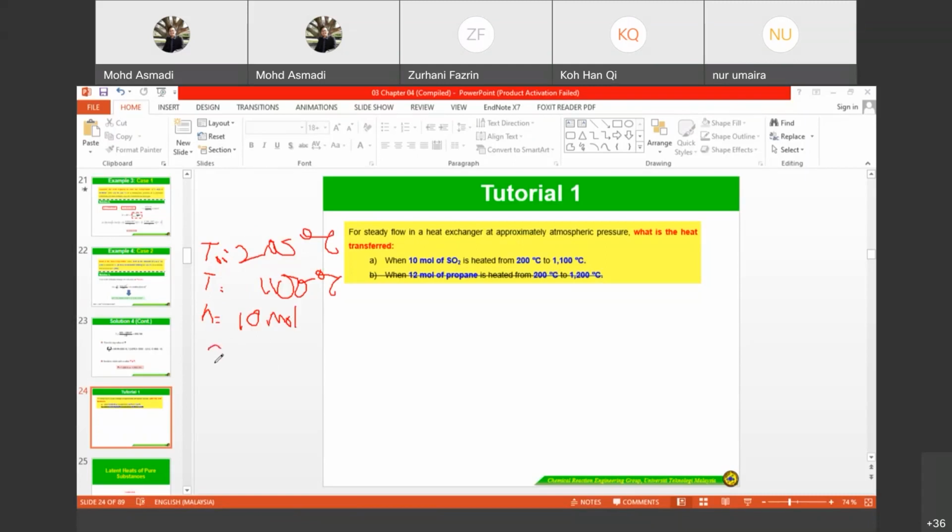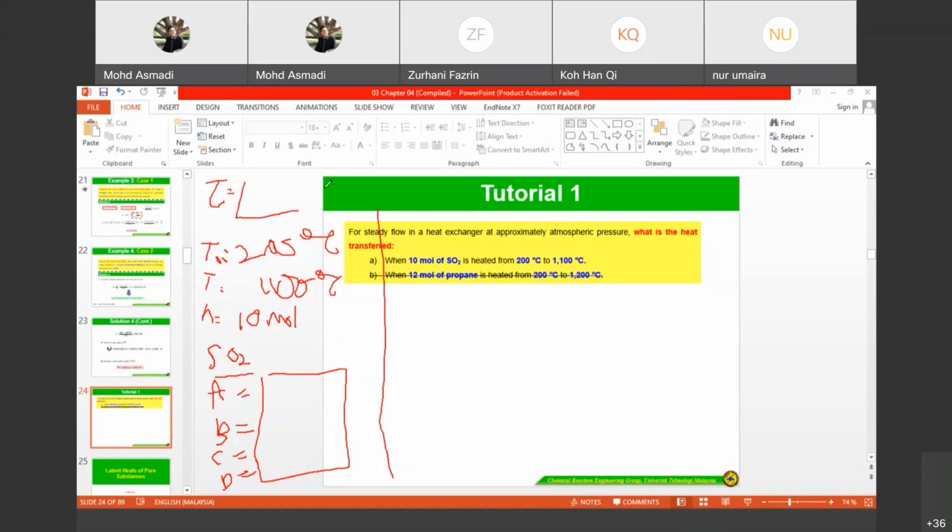For SO2, please refer to table C1. A, B, C, and also D. This is the constant. Please give me the value of the constants now. A, B, C, and D. And then you can calculate tau. So what is the tau? T divided by T naught.